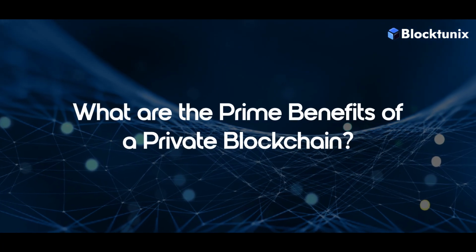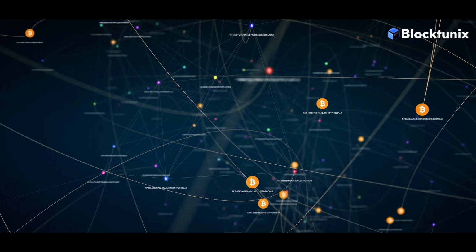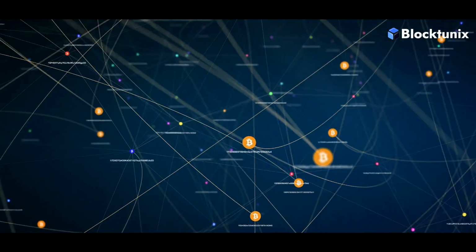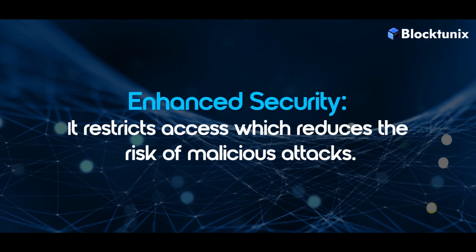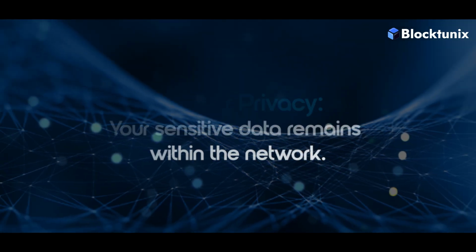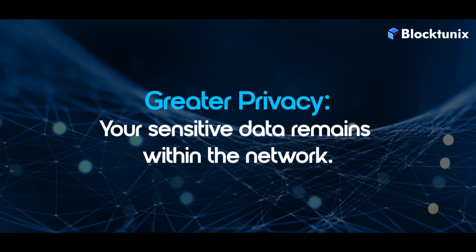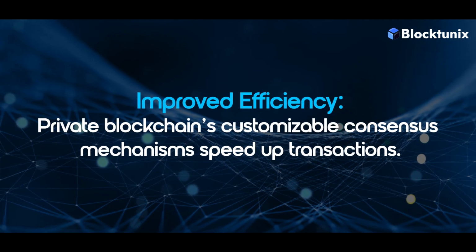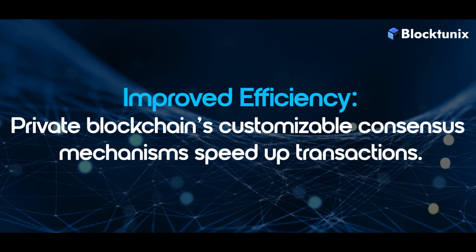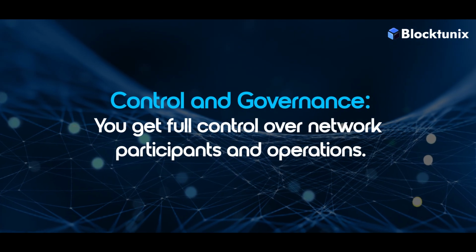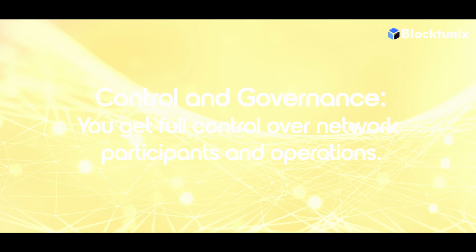You might be asking, what are the prime benefits of a private blockchain? Well, let's quickly recap the benefits of having a private blockchain. Enhanced security. It restricts access, which reduces the risk of malicious attacks. Greater privacy. Your sensitive data remains within the network. Improved efficiency. Private blockchains' customizable consensus mechanisms speed up transactions. Control and governance. You get full control over network participants and operations.